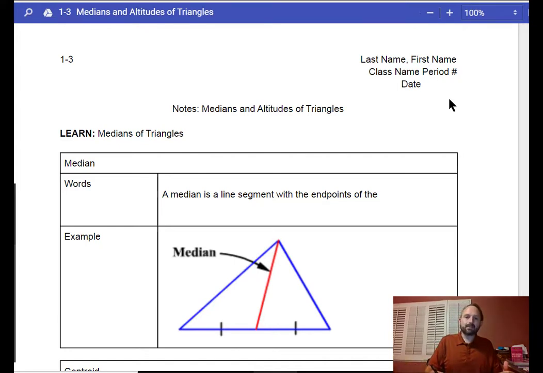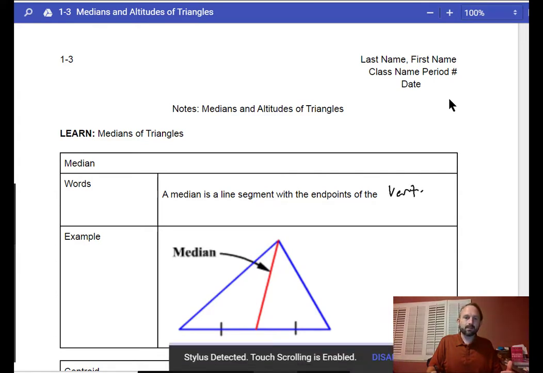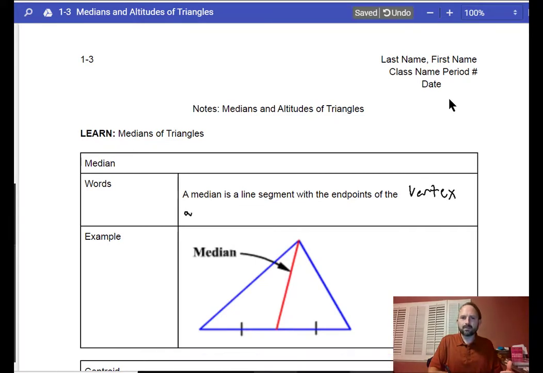A median is a line segment with the endpoints of the vertex and the midpoint of the side opposite the vertex.